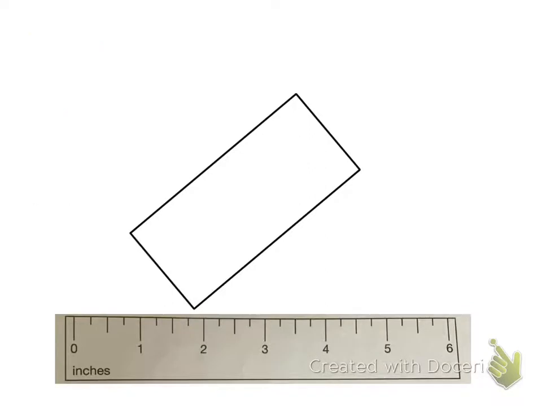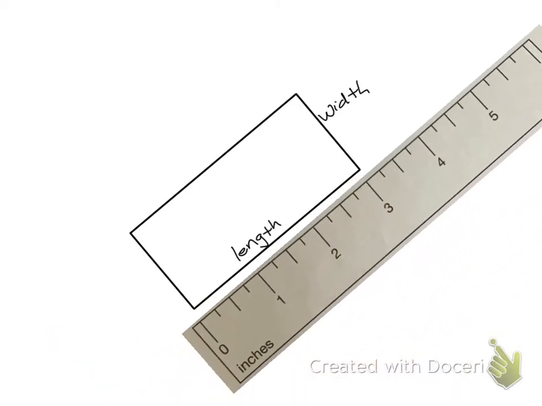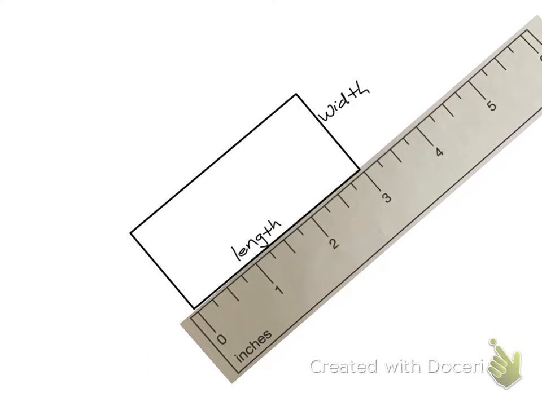Okay, let's look at another rectangle. This one is tilted, but it's still a rectangle. So let's label the length and the width. The length is the longer side, so that's going to be the length here. And the width is the shorter side. So let's measure the length of this rectangle. Okay, so the length of this rectangle is 3 inches.